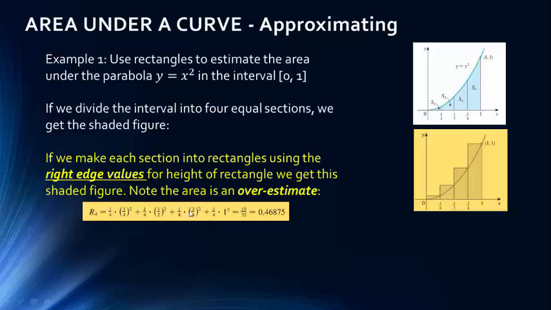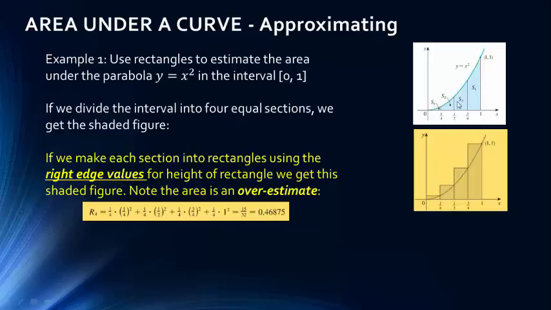Third rectangle, x value squared, because that's the formula, x squared, and the last one, x squared. Okay, we do this with our calculator or whatever, and we get this value for the right edge. Notice this is an overestimate. Now how do I know it's an overestimate? I can easily see that it's an overestimate just by looking at it.